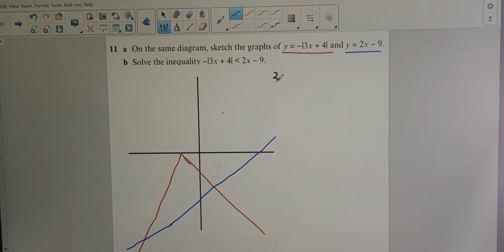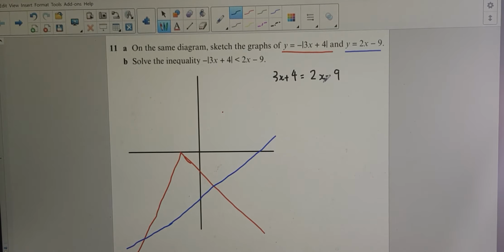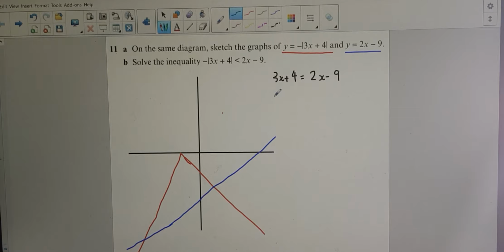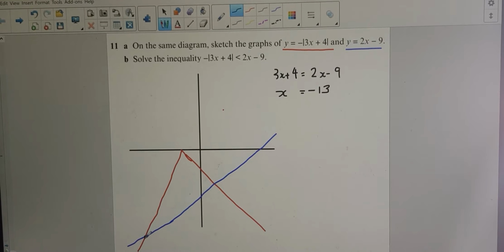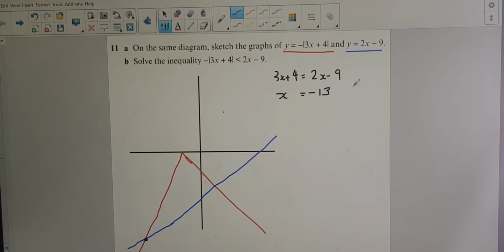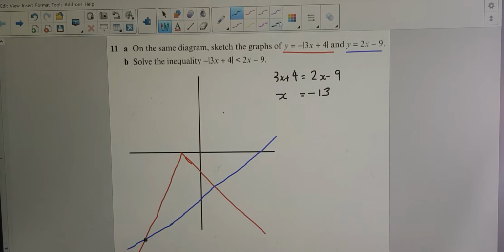So 3x add 4 is equal to 2x minus 9. Then if we go to solve this, take away 2x, I'll get x equals -13. Okay, so that looks good. It looks like this point here is my value where x equals -13.